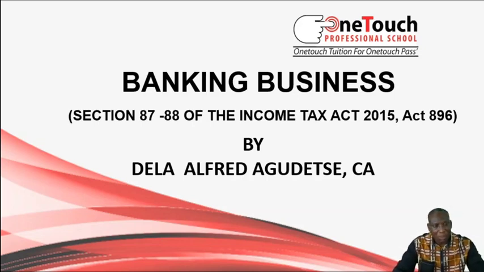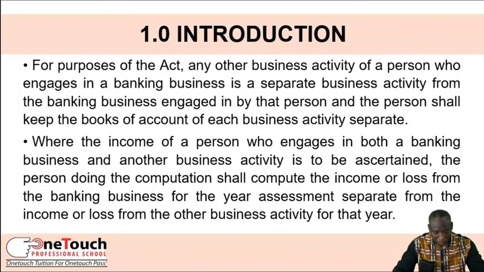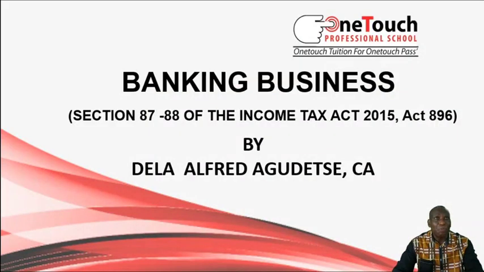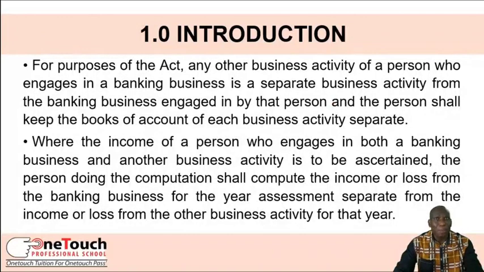Okay. So, introduction. For the purpose of the Act, in other words, which Act am I referring to? I'm referring to the Income Tax Act of 2015, Act 896, sections 87 to 88. For the purpose of that Act, any other business activity of a person who engages in a banking business is a separate business activity from the banking business engaged in by that person. And the person shall keep the books of account of each business activity separate.